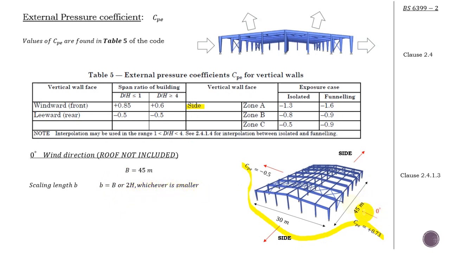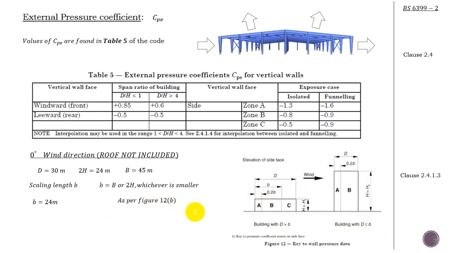I'm considering this direction, okay? The B is going to be 45, okay? And the h is just a constant. 2 times 12 gives you 24. So which one is smaller? 24. So I'm taking the 24 as my scaling length. The d, we're gonna need it in a bit. Okay, now I need to go to figure 12b.